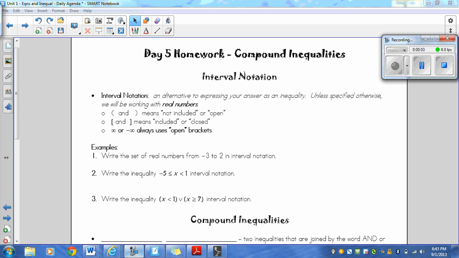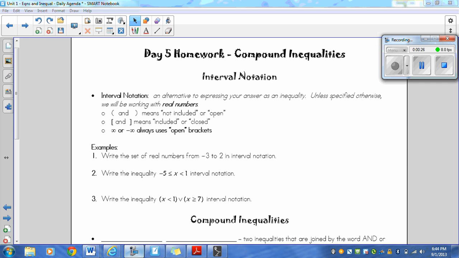This is your day 5 homework. It's about compound inequalities. And a compound inequality is kind of like a compound sentence. A compound sentence is two sentences that are combined with the word and or the word or. And so a compound inequality has the word and or or in it. It's two inequalities put together with the word and or the word or.